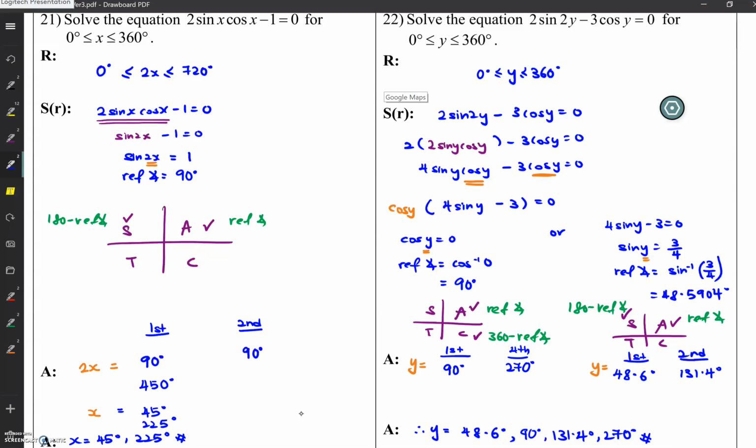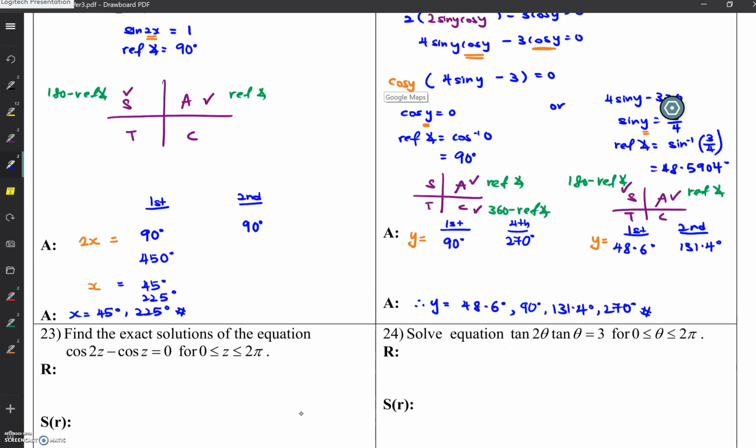Okay, class. Still quite similar. Question 23 will also be similar, using a different double angle. So please try question 23 on your own if possible. And then after that, look at the next video to see the answers.